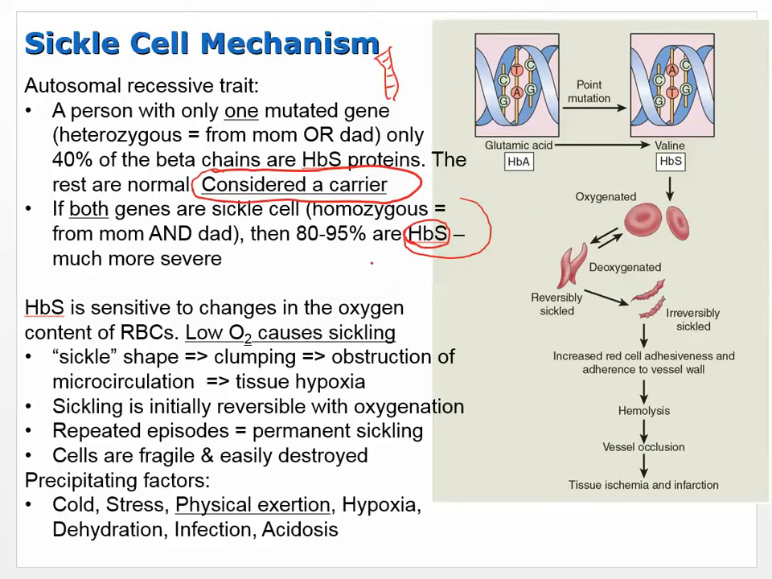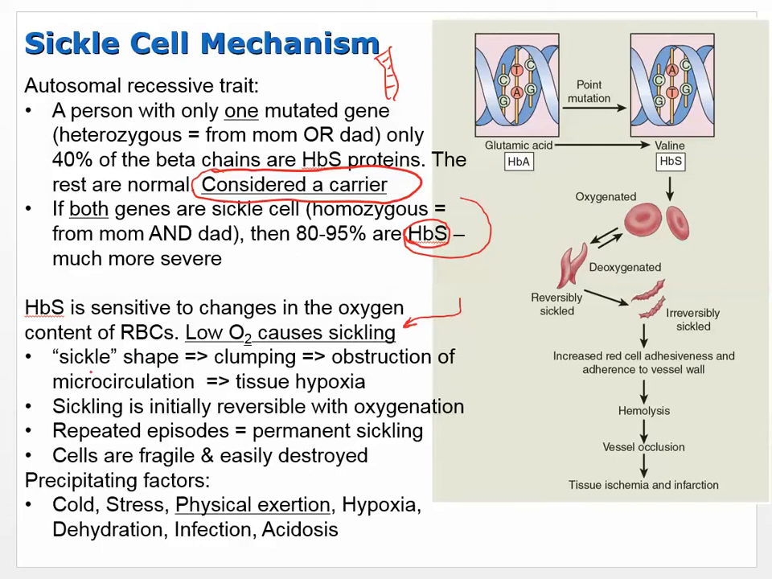And so that means 80 to 95% of your red blood cells are going to be susceptible to sickling. So the HBS, the messed up sickle beta and then your alpha, is going to be sensitive to that change in oxygen content. And so on exertion or low oxygen, that's what's going to cause the sickling. It's reversible with rest, or if you stop creating that demand.